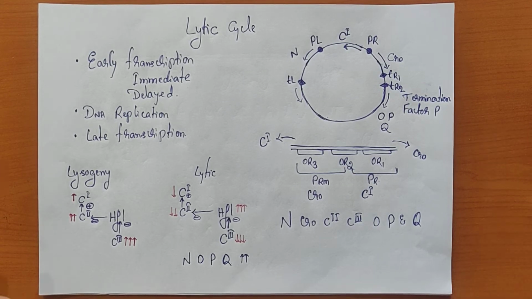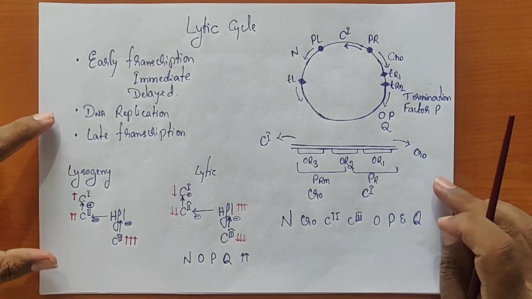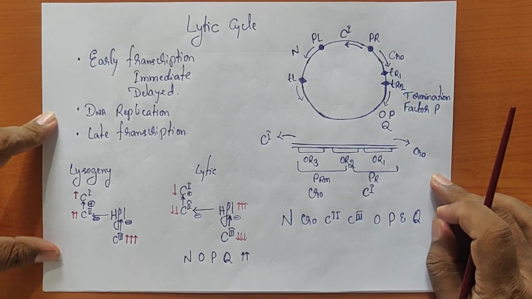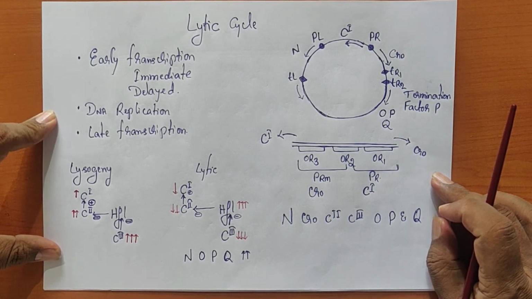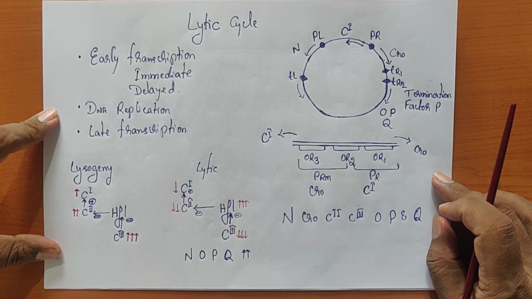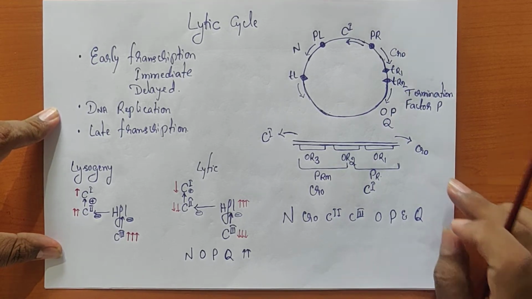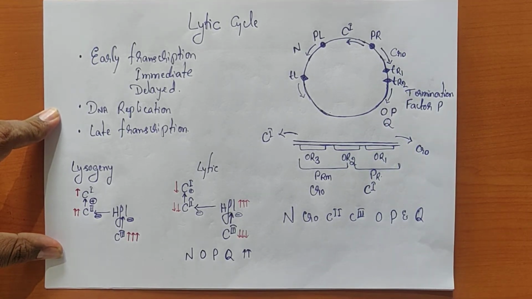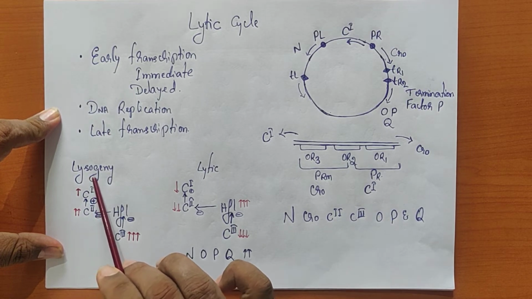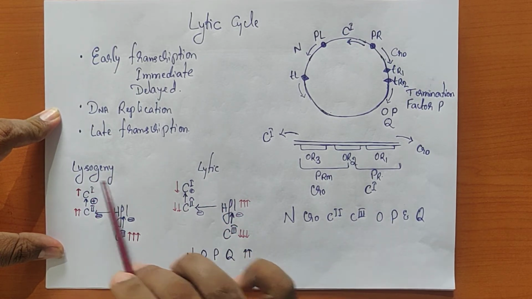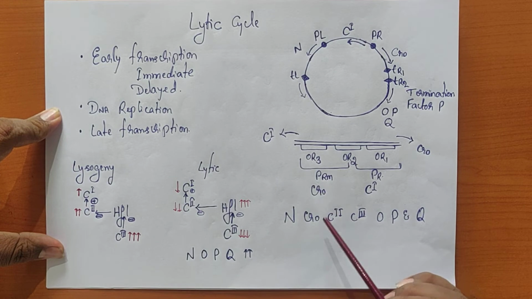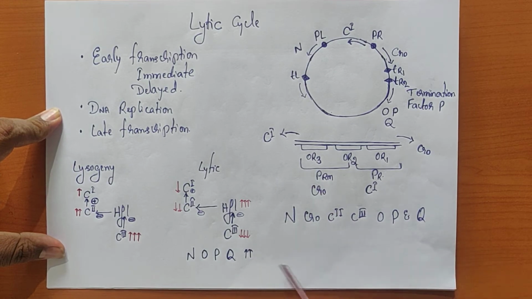Hello students, we are discussing the life cycle of lambda bacteriophage. So we know that the lambda bacteriophage has two cycles: one is the lytic cycle, another one is the lysogeny cycle. These lytic and lysogeny cycles are regulated by a host of regulatory elements.